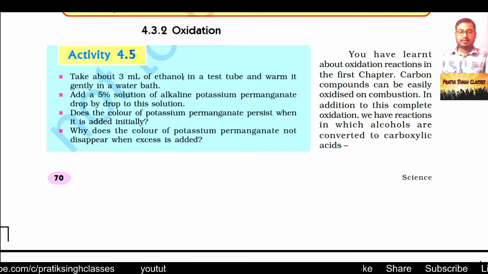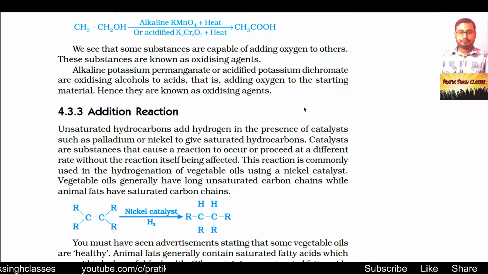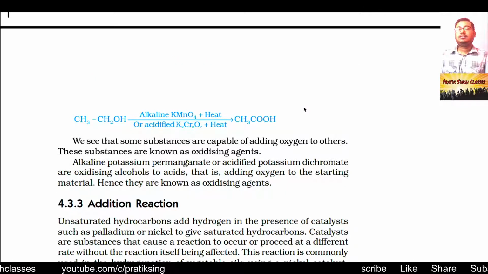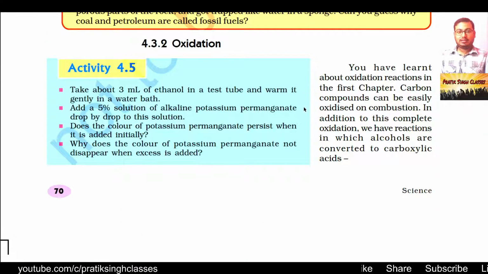Today we will start from section 4.3.2, that is oxidation. About oxidation and reduction we have already seen the basic definitions in chapter 1 in previous video lectures. If you have missed them, please go through them; all are available on the playlist of CBSE Standard 10 Science.